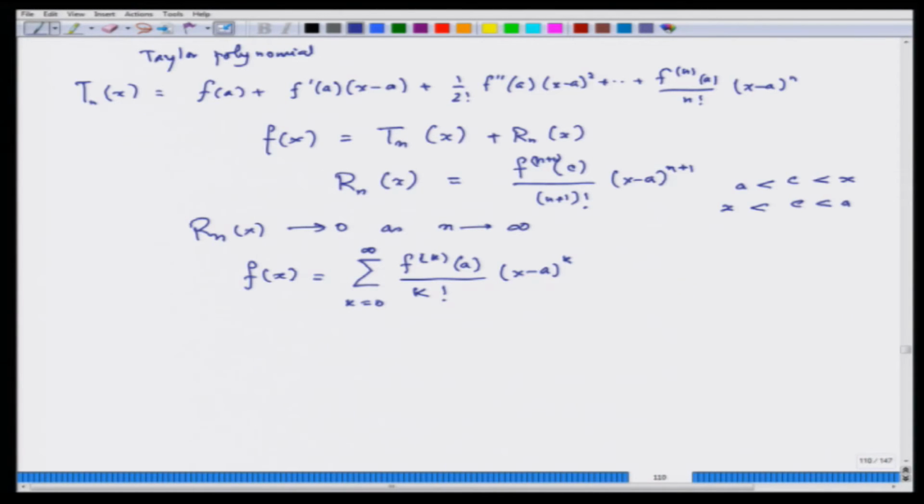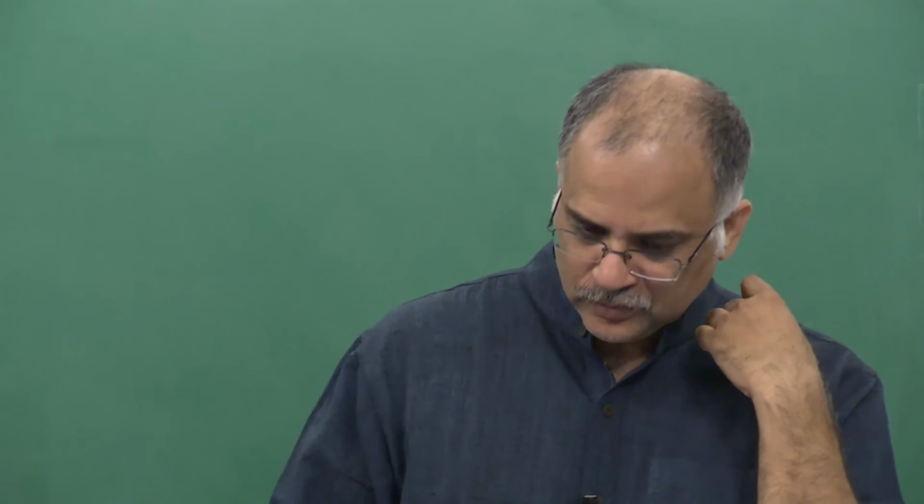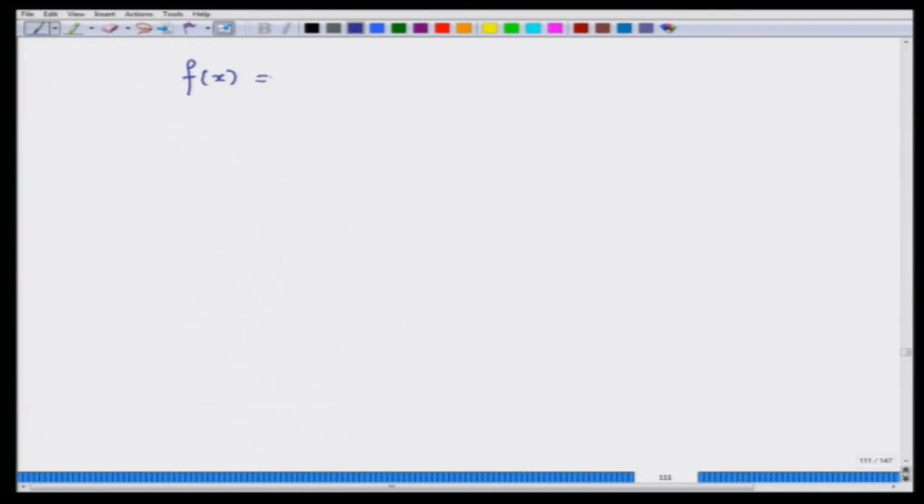Let us check one example. Let us take f(x) equal to e to the power x. So, the question is, can I represent it by a Taylor series or by a Maclaurin series? A Maclaurin series is nothing but when you put a equal to 0 in the Taylor series.